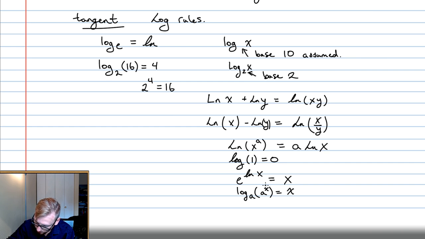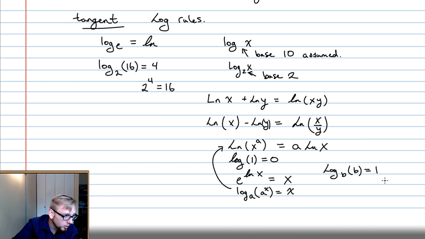Reason being is you'll probably just use this rule right here and bring the x down, and then you're just left with same base equals 1. Which I guess I should write down as well. Log of the base of itself is 1, because to the power of 1 will give it its own value. That was just a log rule tangent there. Okay.